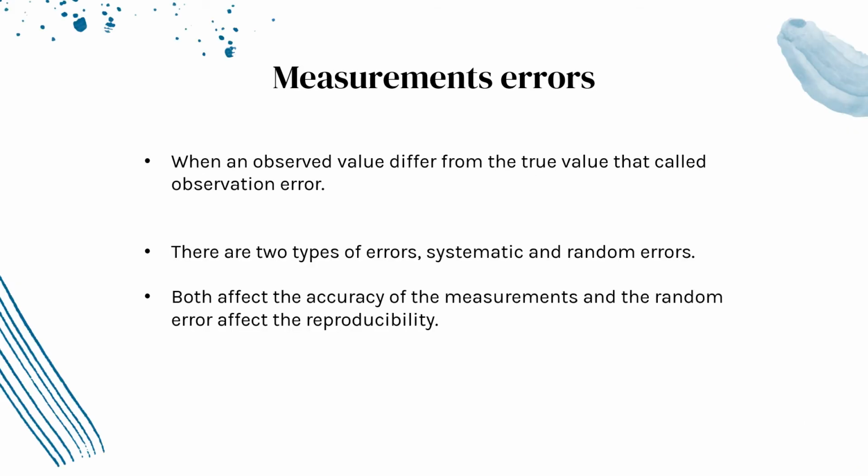Now let's move to B-Mode measurement errors. The measurements could sometimes be different from a true value. When an observed value differs from the true value, that's called observation error. In measurement, there are two types of errors: systematic and random errors. Both systematic and random errors affect the accuracy of the measurement, and the random error can also affect the reproducibility.